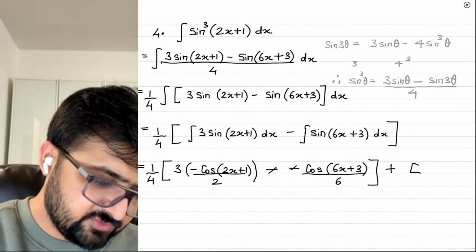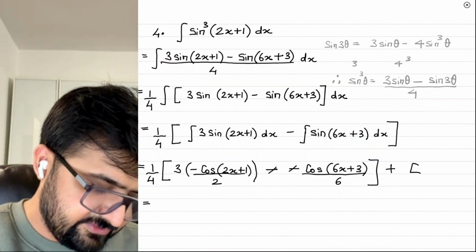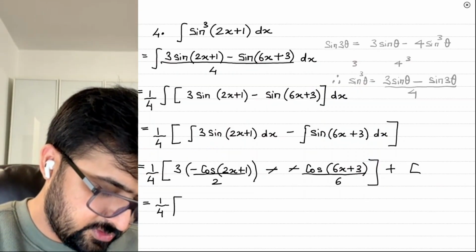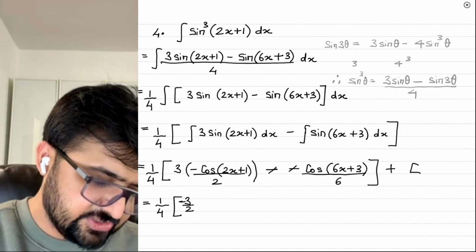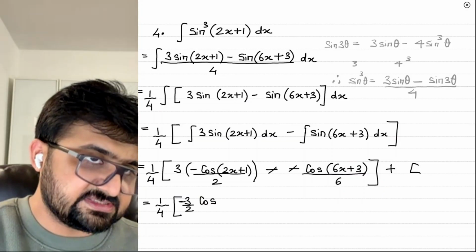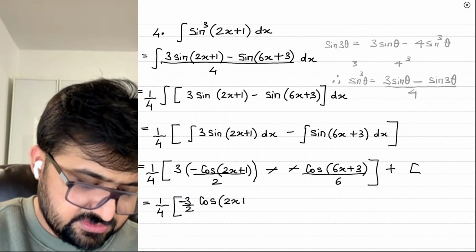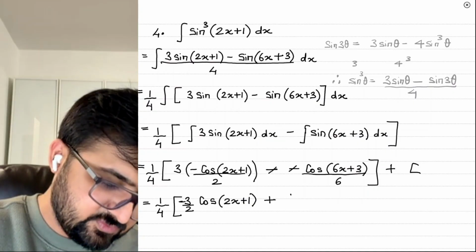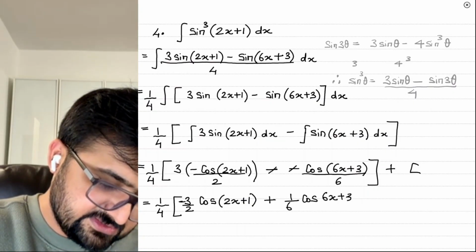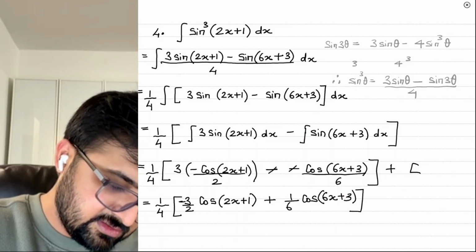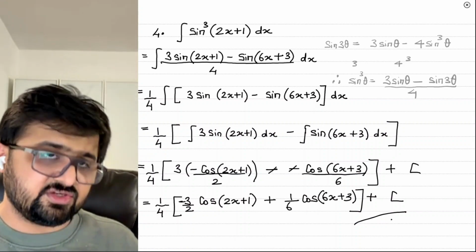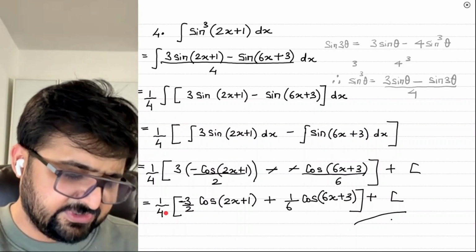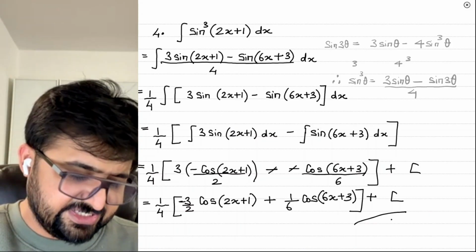Now that negative negative will become positive. So you are left with 1 over 4, then this is 3 by 2 minus 3 by 2 cos 2x plus 1 plus 1 by 6 cos 6x plus 3 and plus the constant of integration c. That is your final result. If you want, you can multiply this 1 by 4 inside. But yeah, that's really it.